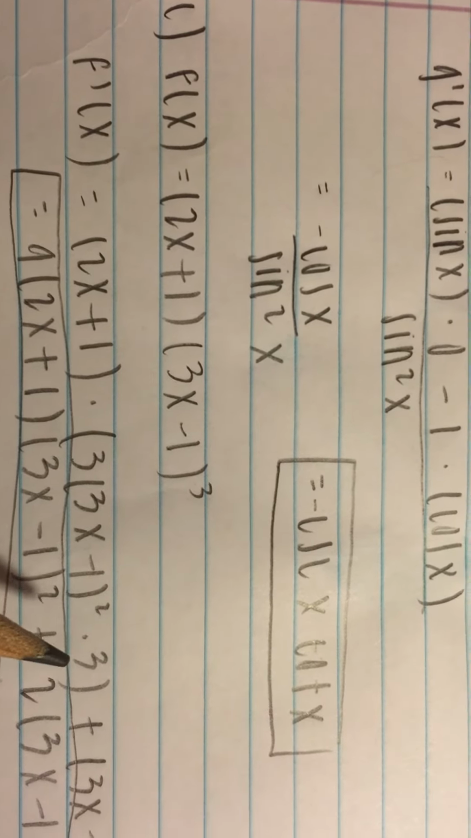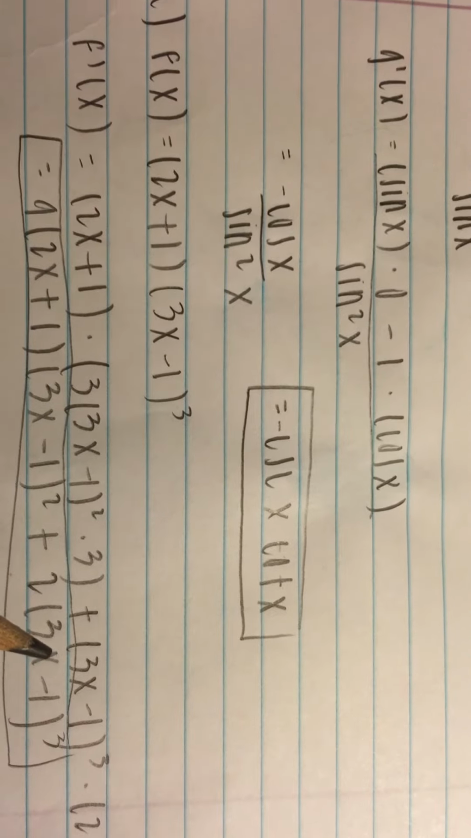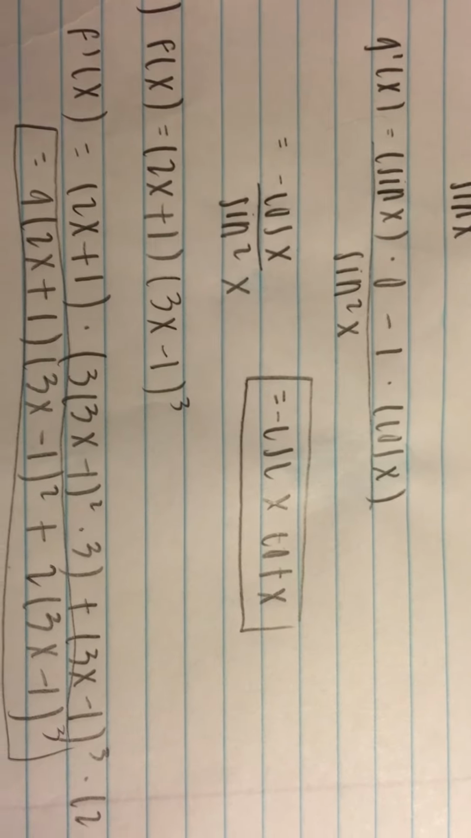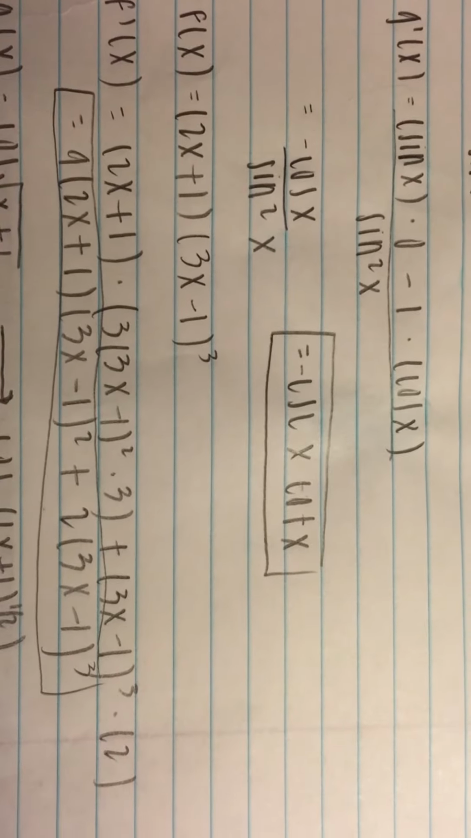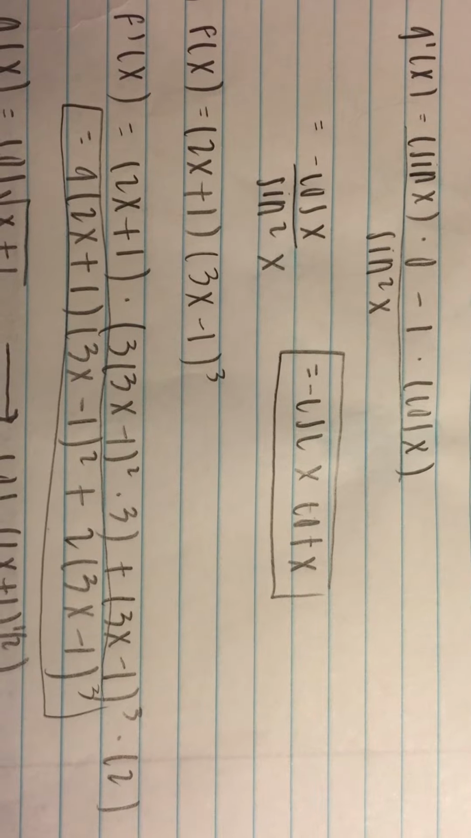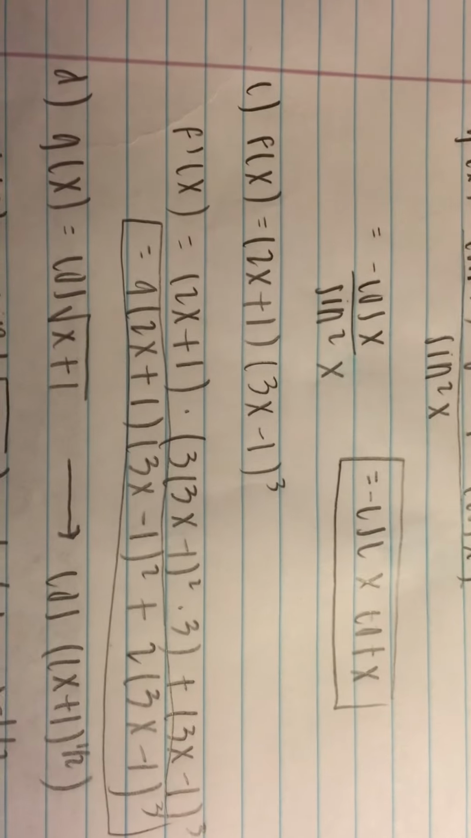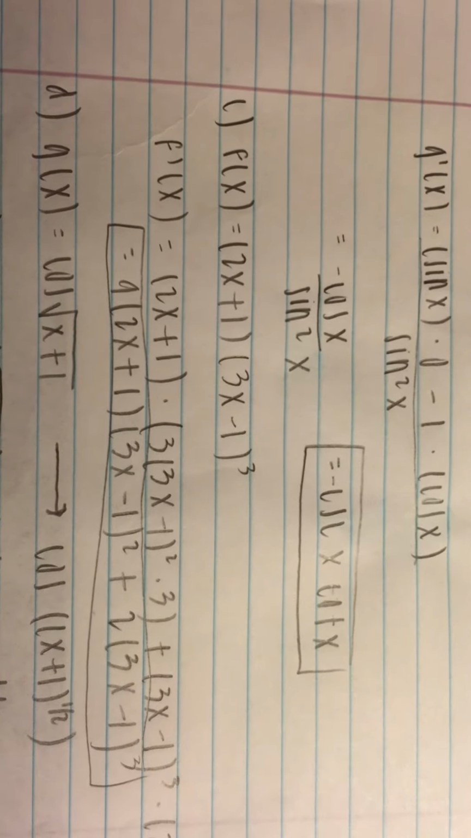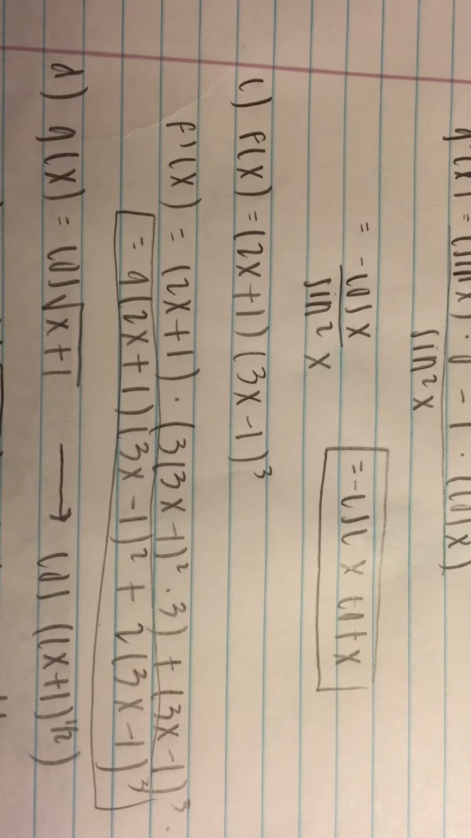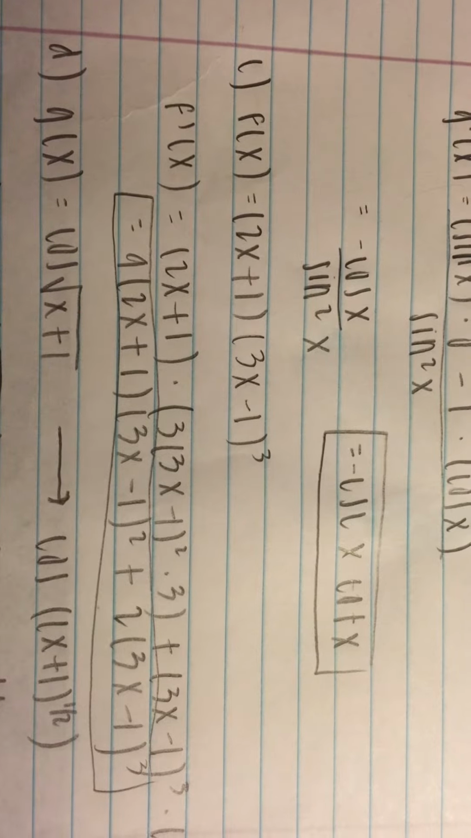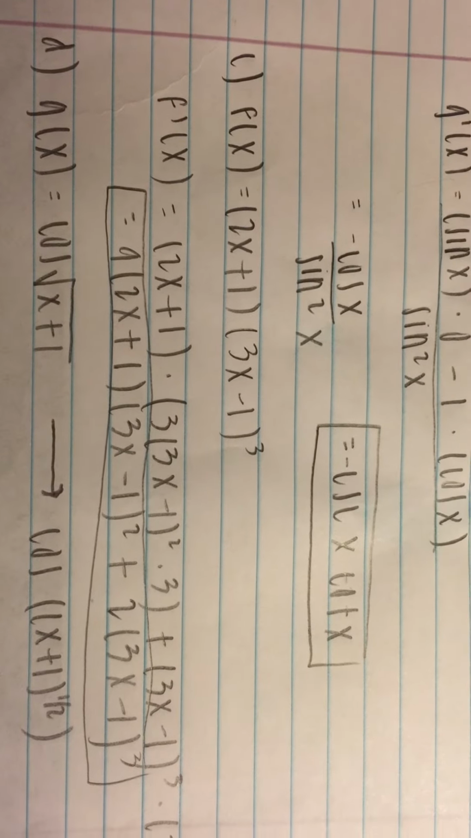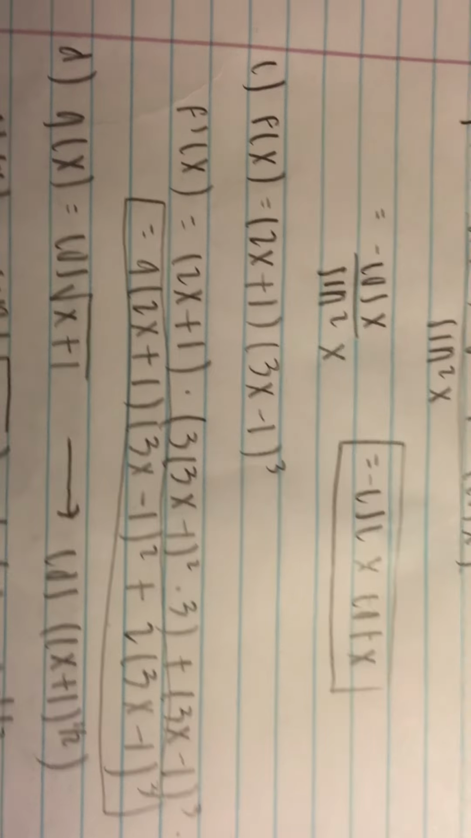And so that's why we multiply by 3, plus the second, 3x minus 1 to the third power, times the derivative of the first. The derivative of 2x plus 1 is 2, and so that's why we multiply by 2. And when you combine this together, you'll get 9 times 2x plus 1 times 3x minus 1 squared plus 2 times 3x minus 1 to the third power as the answer.